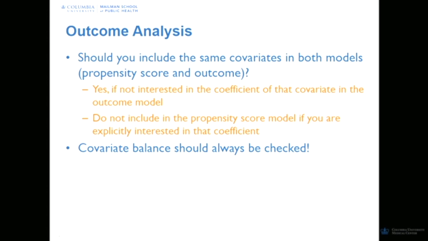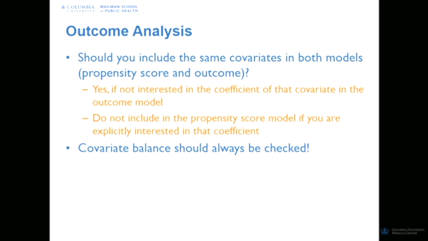Meaning, if you're not specifically looking for the effect, let's say, if you use age in your propensity score matching, if you are not really interested in assessing the effect of age on the outcome, then you can include that in the second model, in your outcome model. Doesn't matter. If you are particularly interested, you want to report that and make some inference, do not include. Why? Because you've already adjusted, you accounted for differences in your PSM.